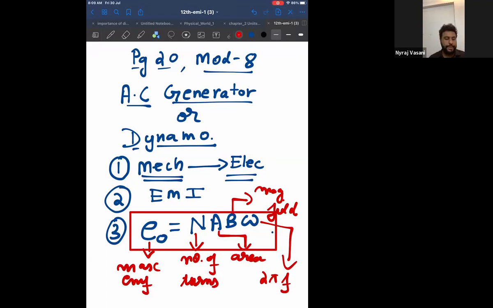So read the points for AC generator again. What are the names for AC generator? AC generator or dynamo or only generator. It converts mechanical energy into electrical energy. It works on the principle of electromagnetic induction. And the maximum EMF is given as E naught is equal to NAB omega, where N is number of turns, A is area, B is magnetic field, and omega is angular frequency, which is 2 pi f.